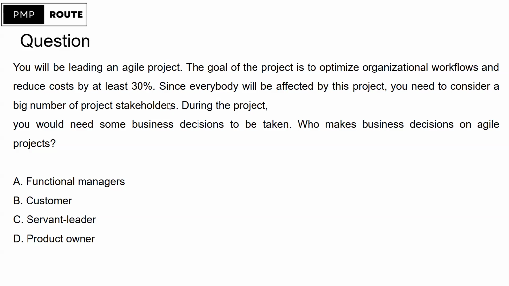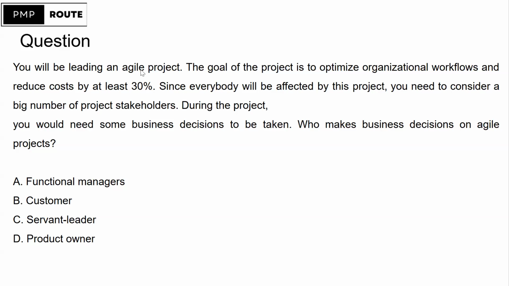So I will just read it very fast. During the project, you will need some business decision to be taken. Who makes business decision on agile? So you understand that this 30%, for example, is not a keyword here.